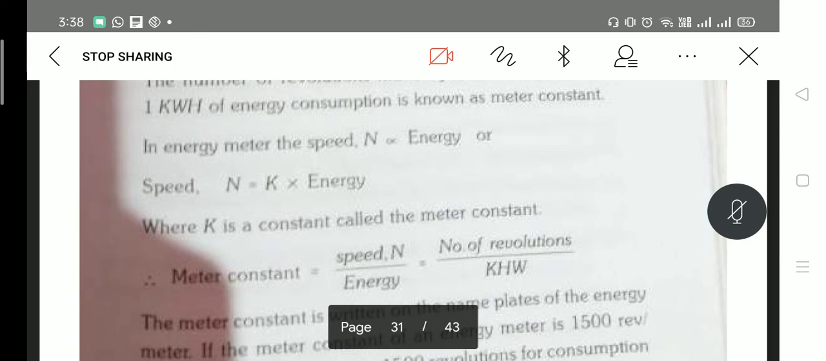We can discuss the problems on single phase watt meters and single phase energy meters in the next class. We can also discuss how to resolve the errors in the single phase energy meter, all the 7 errors, and problems in the next class.